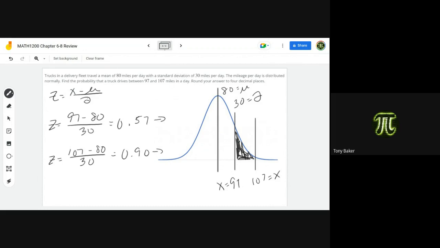All right, we've got our z-score, but we want what? We want the percent. So we've got to take the z-score, go to my table, and find the percentages. So 0.57 is 0.71566. And 0.9 is 0.81594.